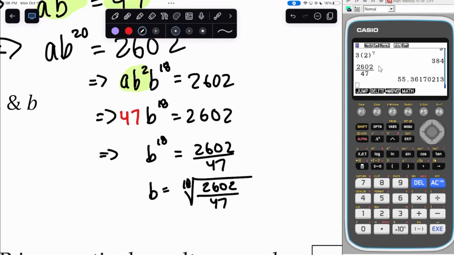So now, since I already have this stored as my previous answer, I'll just say what is the 18th root of my previous answer, and it should have every single number possible in my decimal here. And so, that doesn't feel right. Let me try it again. I recall that number being different. I could be totally wrong. Let me just double check that that's right. So I'll do shift 18th root of 2602 divided by 47. I get the same number. It's fine. All right, it's probably fine.